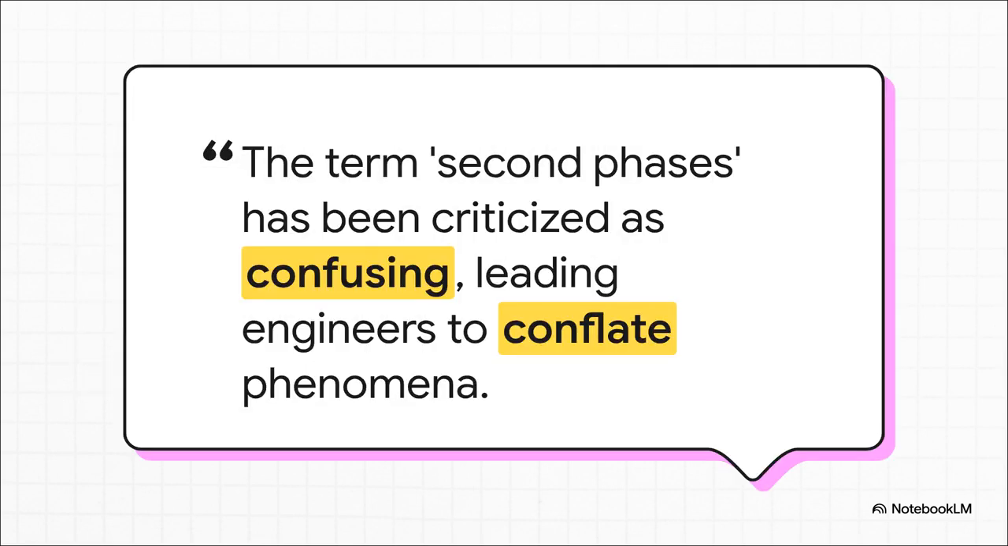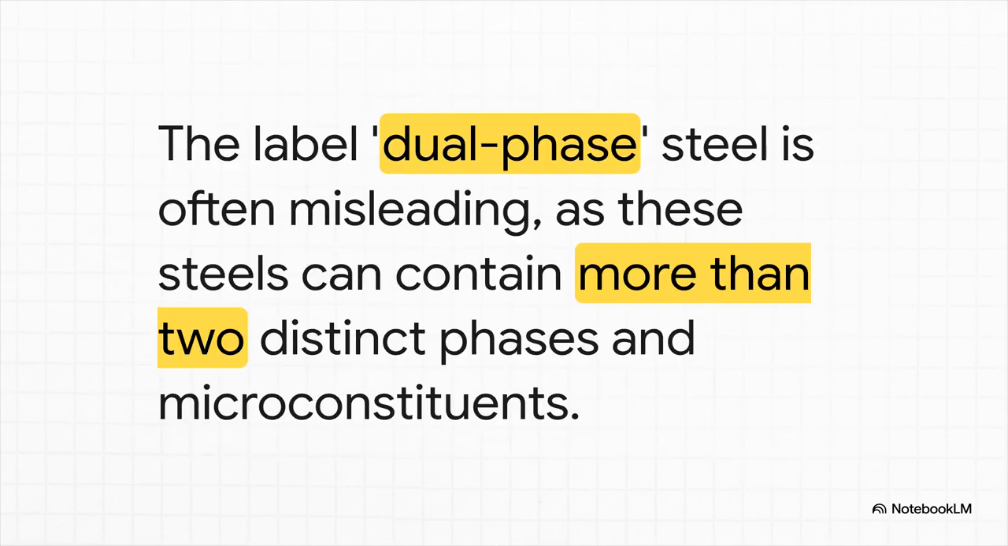And hey, don't just take my word for it. Researchers have been pointing this out directly. Silva and his team, for example, really criticize that catch-all term second phases because it causes engineers to lump together totally different phenomena, like, say, the tiny particles that make steel stronger versus large brittle inclusions that actually make it weak.